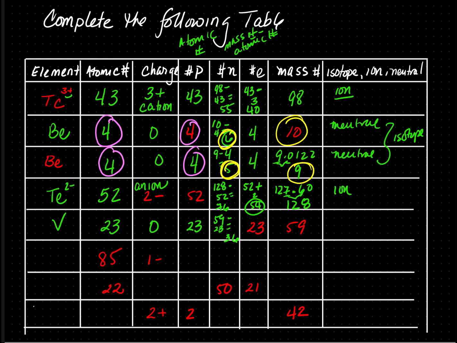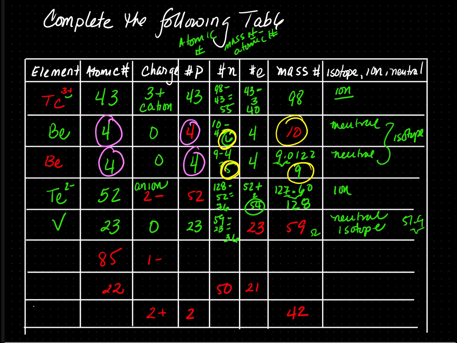Here, it is a neutral atom. That is an isotope, because on the periodic table, the atomic mass of vanadium is 51.9. Rounded to the ones place would be 52. So the mass numbers do not match. Therefore, this is an isotope.